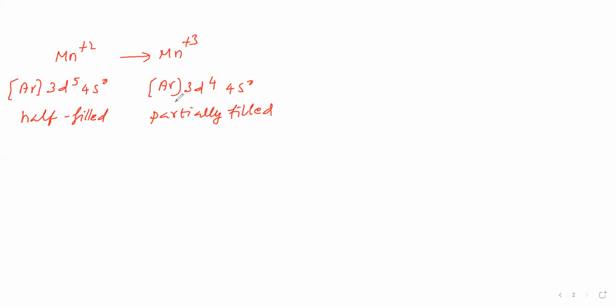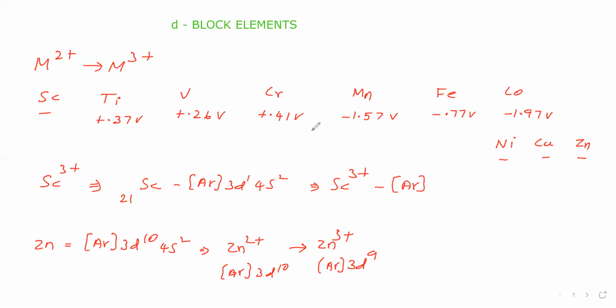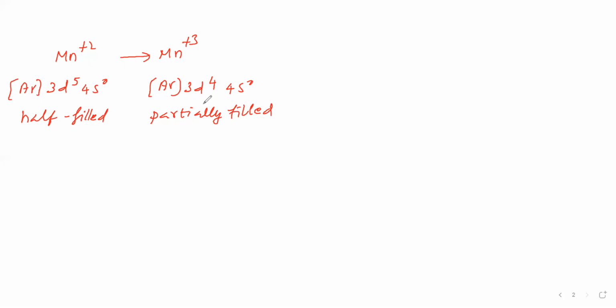So half-filled configuration is converting into partially filled configuration. How is the potential there, that we'll see. See the potential, negative potential. Manganese plus 2 into manganese plus 3 is a negative potential because half-filled is converting into partially filled.